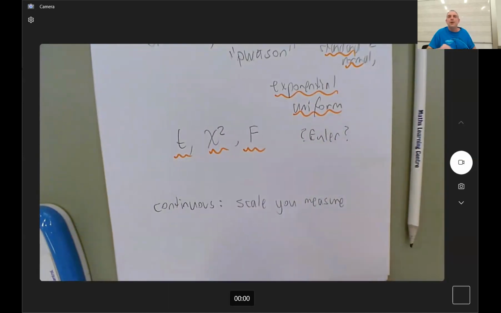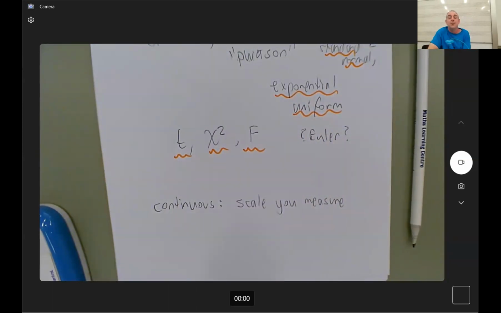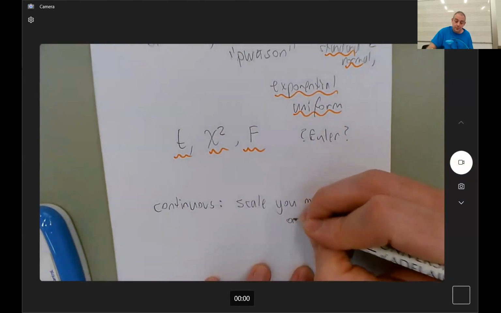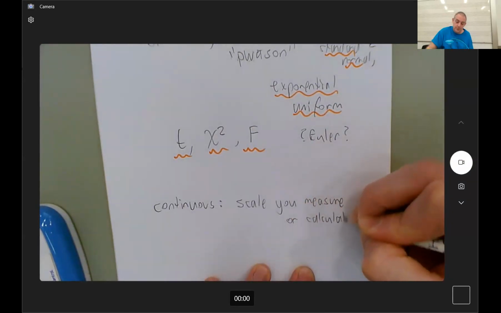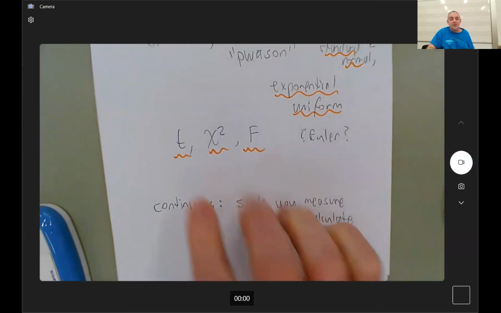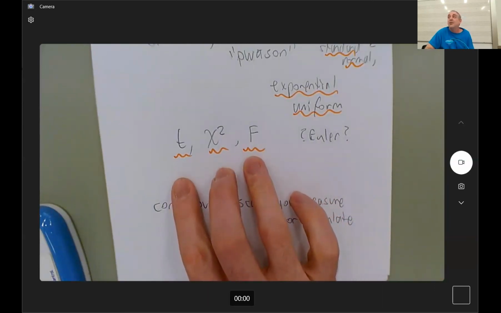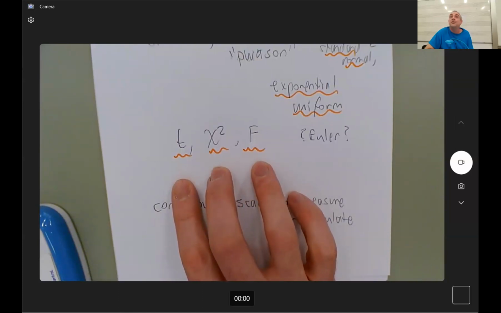It is almost always true that continuous distributions come about by doing measurements, but sometimes they come about by doing calculations. I just want to point that out. The t, the chi-squared, and the f, you never see them in the wild. They're only produced by doing calculations for the purposes of doing test statistics.